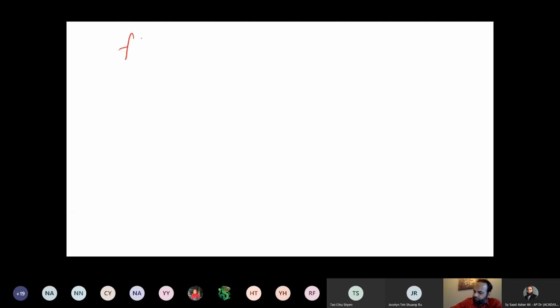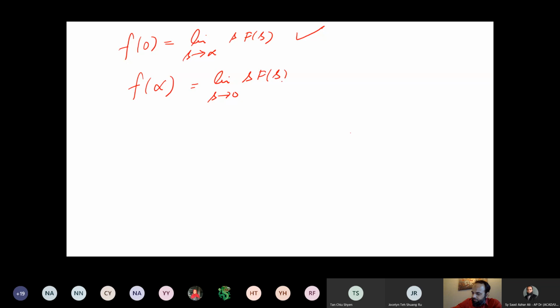Okay, for initial value, no problem. We just apply limit s tends to infinity, s times F(s). For the final value, we can apply limit s tends to 0, s F(s), if all poles are on the left half plane or the axis. So no pole in the right half plane.